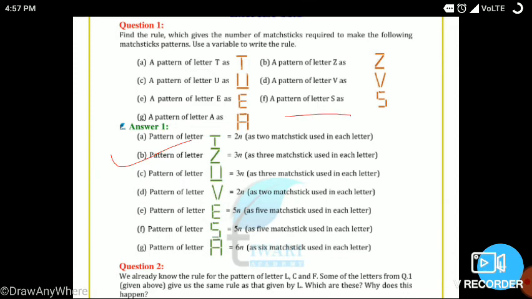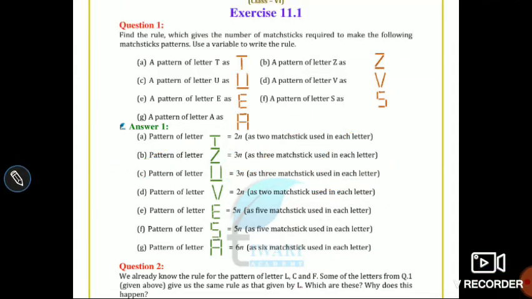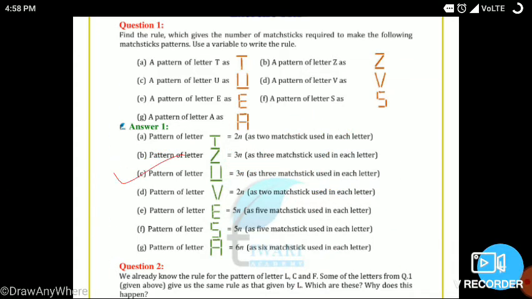B, the pattern of Z. So see, in Z, how many matchsticks are used? Total number of matchsticks used is 3, right? So as 3 matchsticks are used in each letter, we write here its rule as 3n. Understood? Same way, C. In C, pattern of letter U. So there are 3 matchsticks. So we write here its rule 3n. D, pattern of V. So here in V, 2 matchsticks are used, right? So we write here its rule 2n.